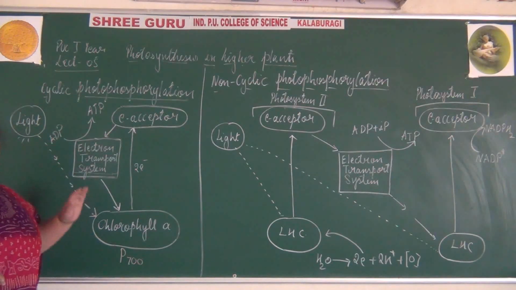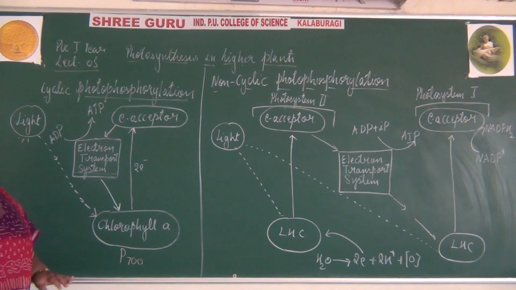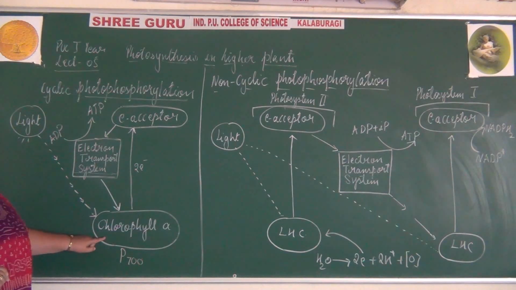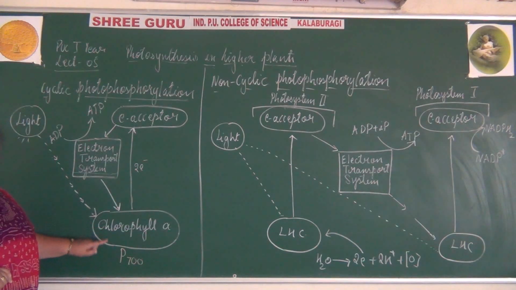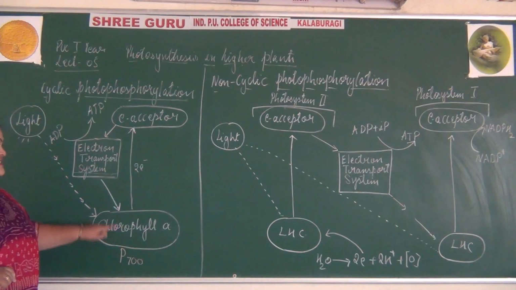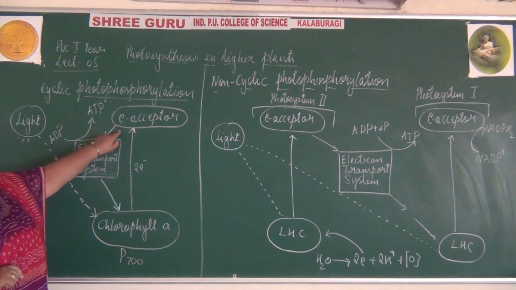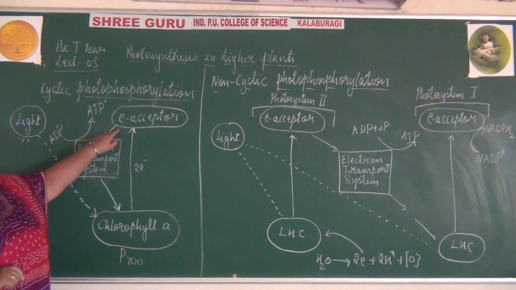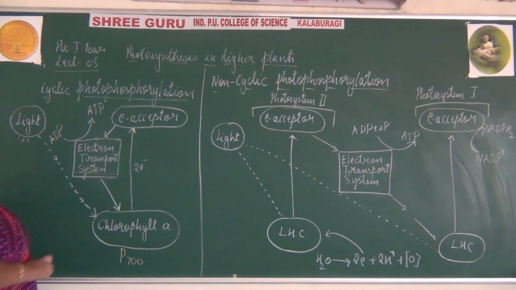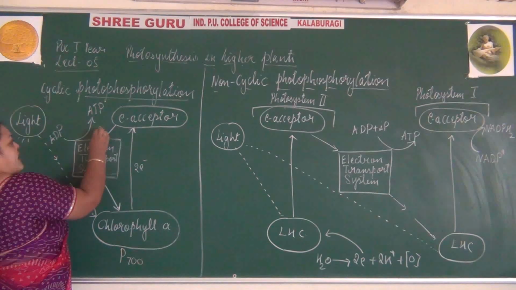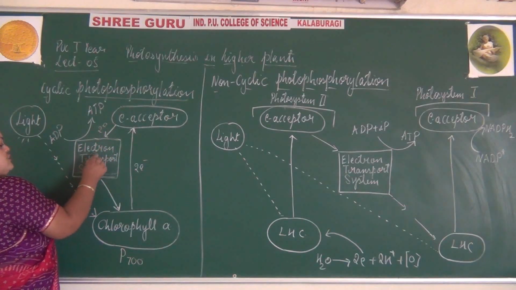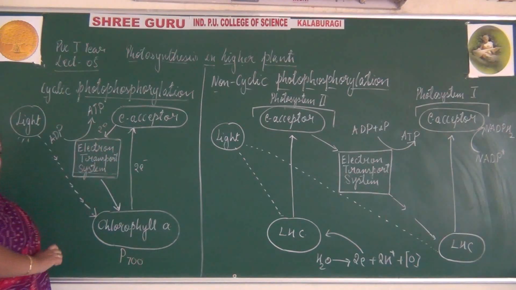Which is also present in the thylakoid membrane. So the very first process of cyclic photophosphorylation is as the light falls, the pigments get photoexcited and release the electrons. These electrons are accepted by the electron acceptor, the primary electron acceptor. Then the primary electron acceptor passes the electrons to the electron transport system.